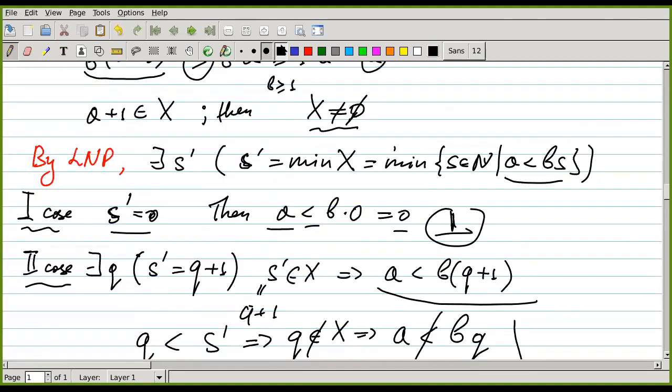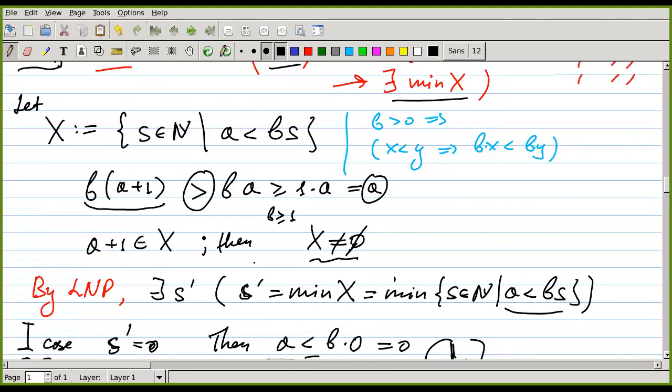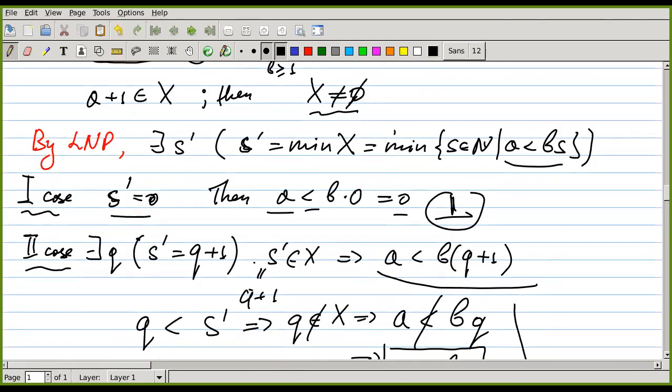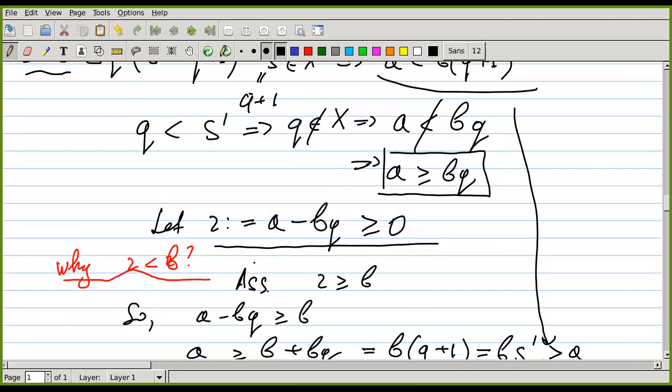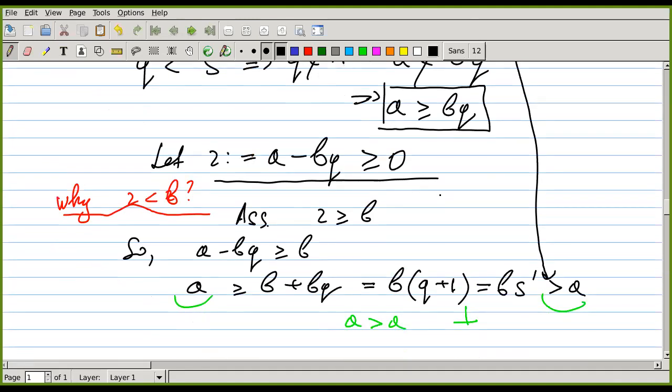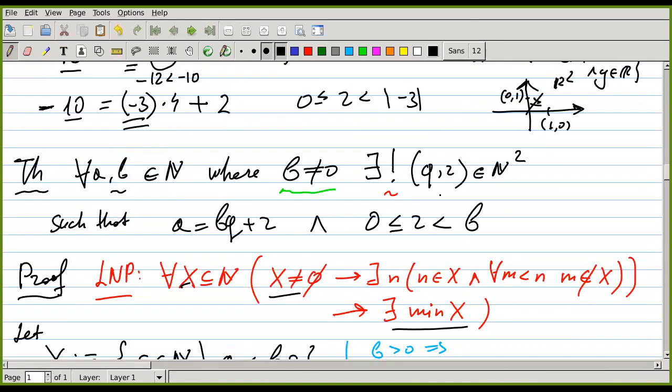So let's review our proof. We have considered the set of all natural numbers such that BS is greater than A. We have taken the least such number and seen that this number is of the form Q plus 1. For that Q, we have obtained that the difference between A and BQ, which we have called R, is non-negative, but still less than B. So we have proved the existence of an appropriate pair Q, R. Is it clear?